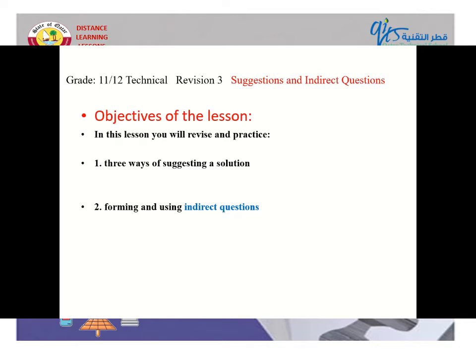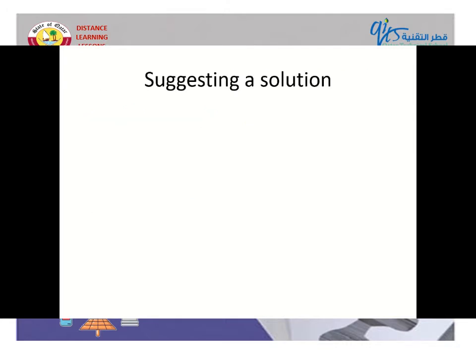In our first revision, we looked at how to express possibility and certainty when diagnosing a problem. After diagnosing a problem, we may need to offer or suggest solutions. Let's look at three ways of suggesting solutions. Number 1, try plus verb with ing. For example, try clicking on the undo button. So, try is followed by a verb with ing.